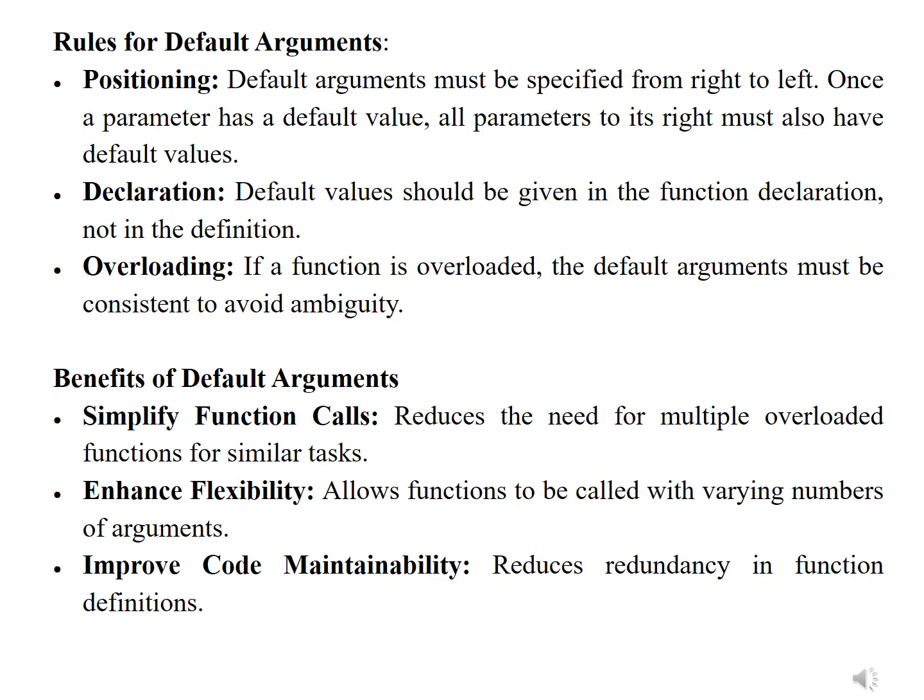Rules for default arguments. Positioning. Default arguments must be specified from right to left. Once a parameter has a default value, all parameters to its right must also have default values. Declaration. Default value should be given in the function declaration, not in the definition. Overloading. If a function is overloaded, the default argument must be consistent to avoid ambiguity.